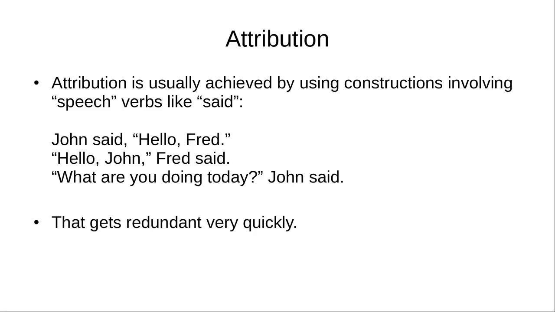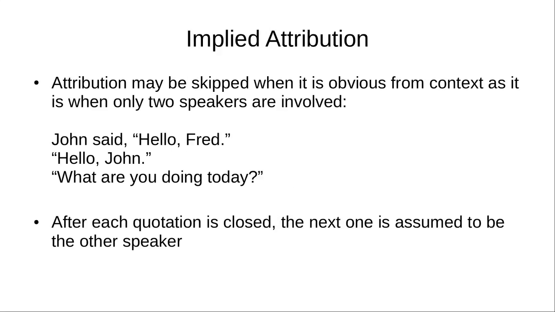And it gets boring to write, and eventually the reader's going to notice it, especially if you have back and forth dialogue. So it gets redundant quickly. And that brings us to implied attribution. Attribution can be skipped when it's obvious from context, as it is when only two speakers are involved. Now, there are other cases where it can be obvious, like if the subject of a paragraph is doing things, then you might be able to get away without having an attributive tag on dialogue if he starts talking.